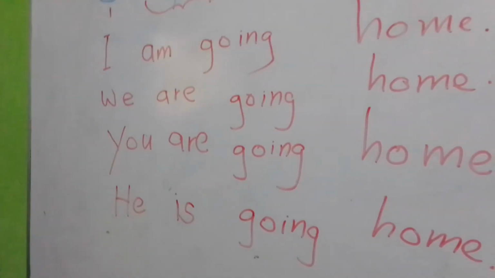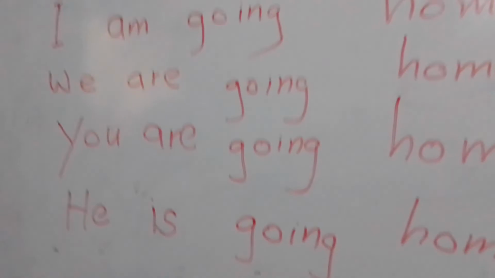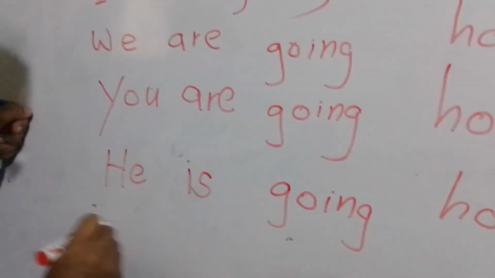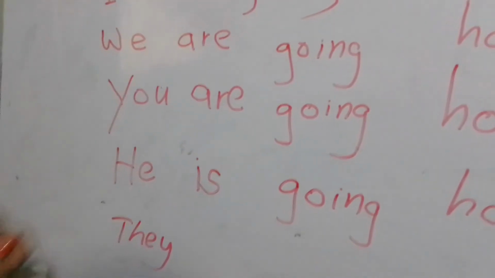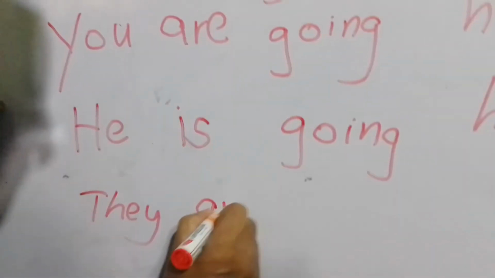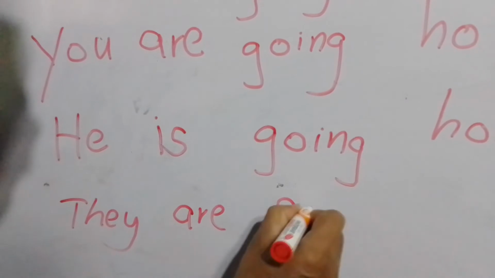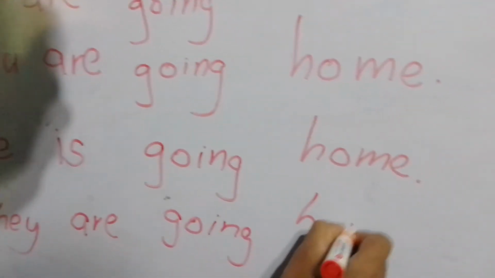Okay. Next we will use the pronoun they. Okay. They is plural. Therefore, what is the auxiliary verb that you use? You have to use the auxiliary verb are. They are going home. Okay.